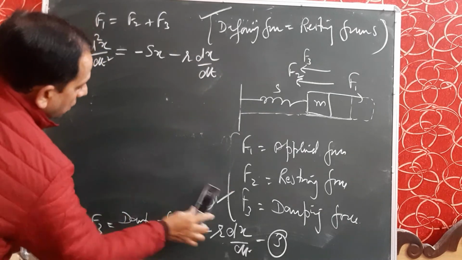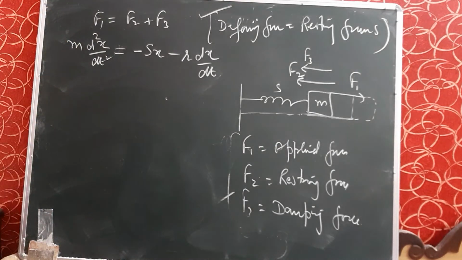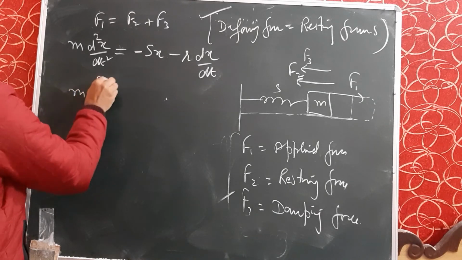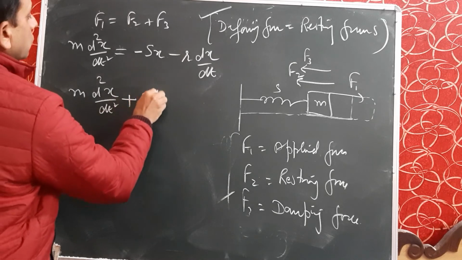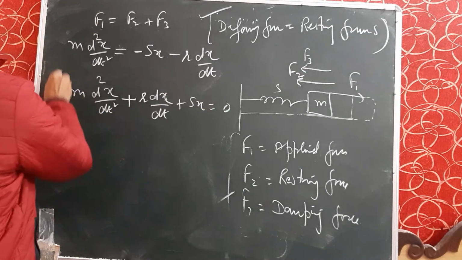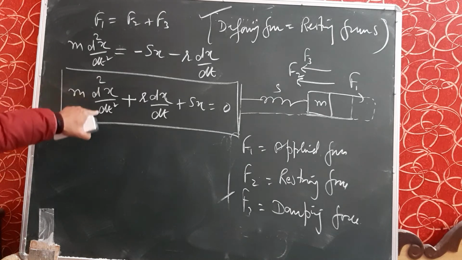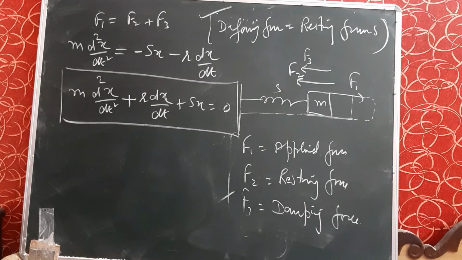So, this is the equation for the damped oscillator. You may write it in a simple way: m into d square x upon dt square plus R into dx by dt plus Sx is equal to 0. This is a second order differential equation which represents the damped mechanical oscillator.